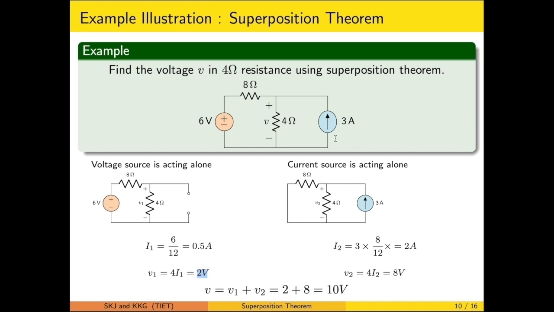When the current source is acting alone, the voltage source is short circuited. This works as a current divider. So the division of current takes place, and you will be able to calculate the current through this resistance, and the voltage across it is calculated. Finally, when we apply the concept of superposition, we get a value of 10 volt. The same you can validate by the nodal method or any other method of your choice.